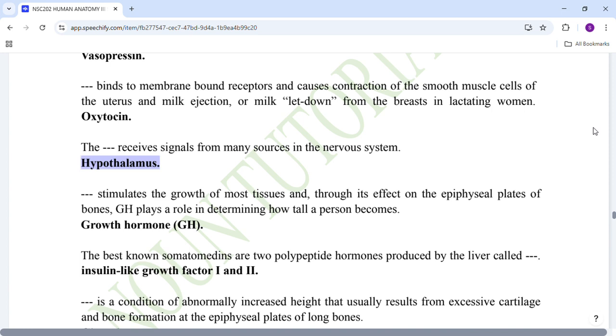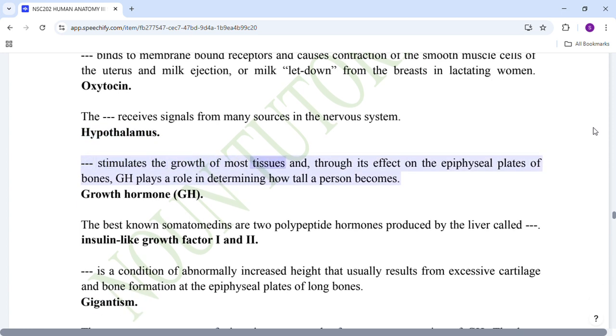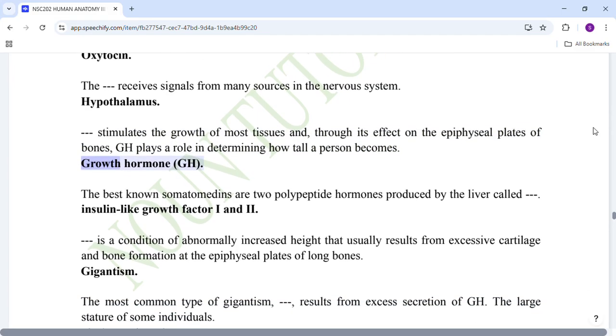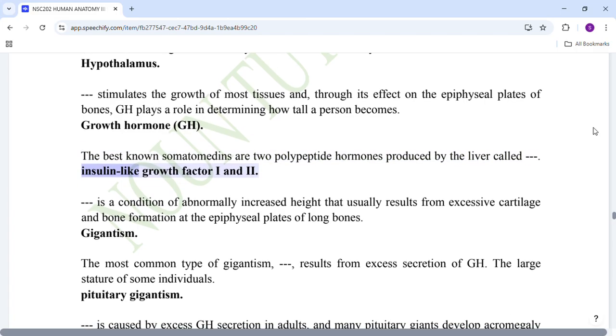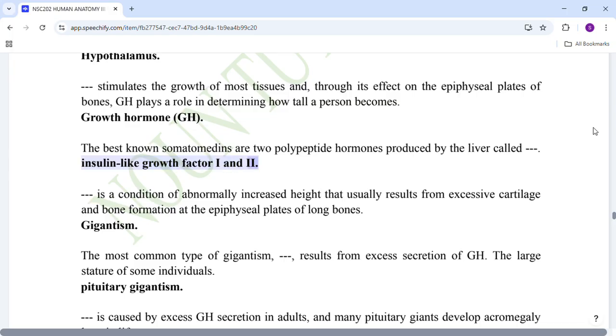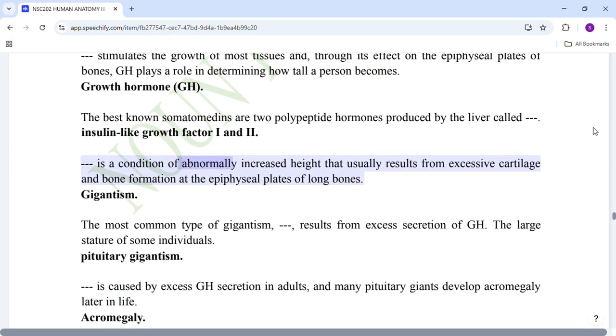The hypothalamus receives signals from many sources in the nervous system. Growth hormone, GH, stimulates the growth of most tissues and, through its effect on the epiphyseal plates of bones, GH plays a role in determining how tall a person becomes. The best known somatomedins are two polypeptide hormones produced by the liver called insulin-like growth factor I and II. Gigantism is a condition of abnormally increased height that usually results from excessive cartilage and bone formation at the epiphyseal plates of long bones.